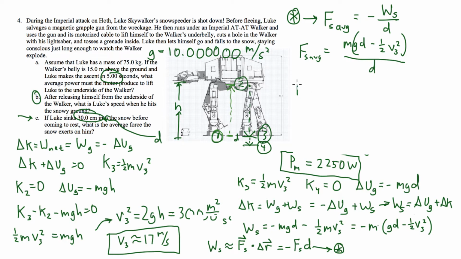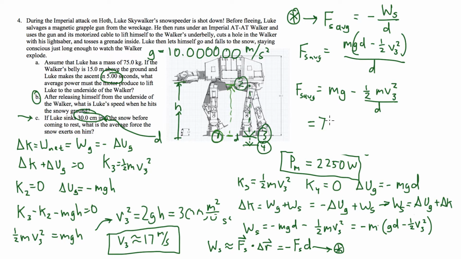Okay, so the average snow force is going to be the mgd divided by d, which will just be mg minus 1/2 m v3 squared over d. Whatever. So what you can get here is that this is just Luke's weight, which is 75 times g, which is 10.